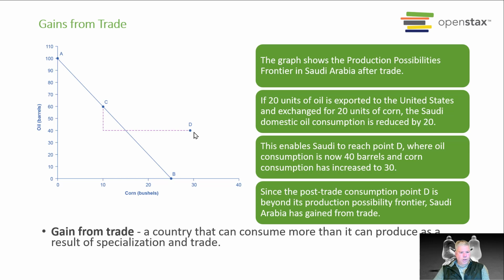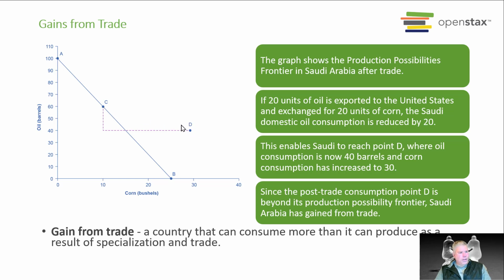And so as a result, the Saudi economy now has 40 units of oil and 30 units of corn versus 60 and 10, which is ideally going to be closer to what their economy needs. The key here is that it's beyond the production possibility frontier. They would never be able to get to 30 bushels of corn, even if they stopped producing oil, if they weren't conducting international trade with a comparative advantage in oil.